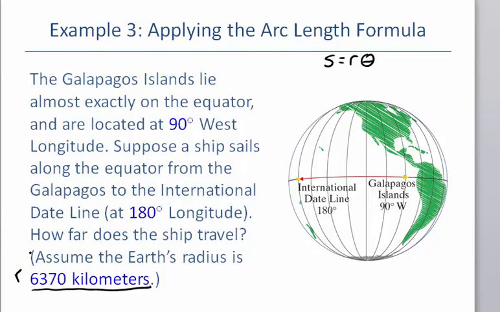Now let's think about our angle. Remember that our angle is going to run from 90 degrees to 180 degrees. So the difference in those two values is going to be the angle that we're looking at. So 180 minus 90 gives me a 90 degree angle. And this is going to be our theta in the formula. Now again, remember that your angle has to be in terms of radians. So we need to think back and ask ourselves, what is 90 degrees in terms of radians?